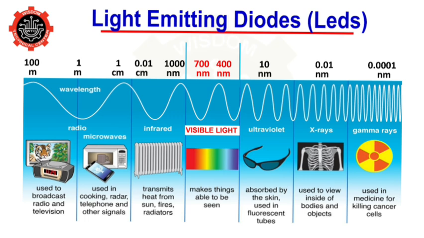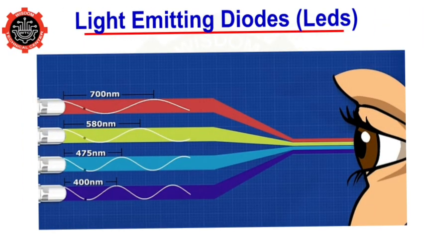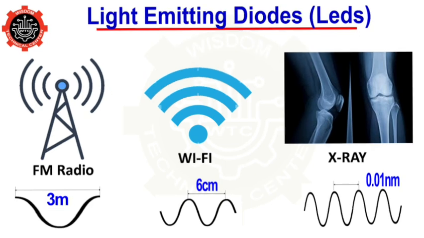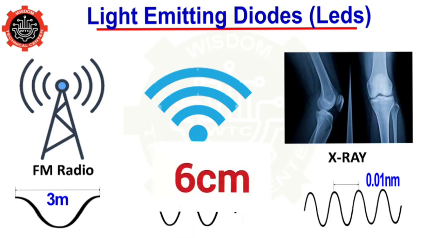And that is when the photons have a wavelength of around 400 to 700 nanometers. We can see different colors depending on the wavelength of the photons in this range. For example, the FM radio signal is also a photon wave, but it is around 3 meters. The Wi-Fi signal too, but it is much smaller, around 6 meters.